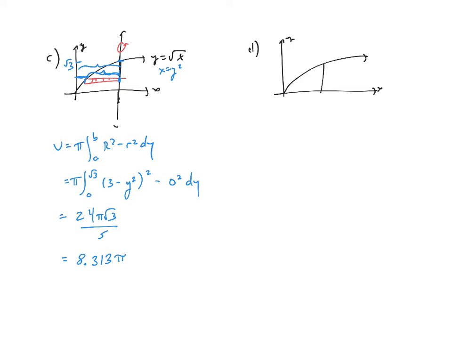Same region, but now we're going around the line x equals 6. Draw your rectangles perpendicular to the axis of revolution. Everything is going to be in terms of y.